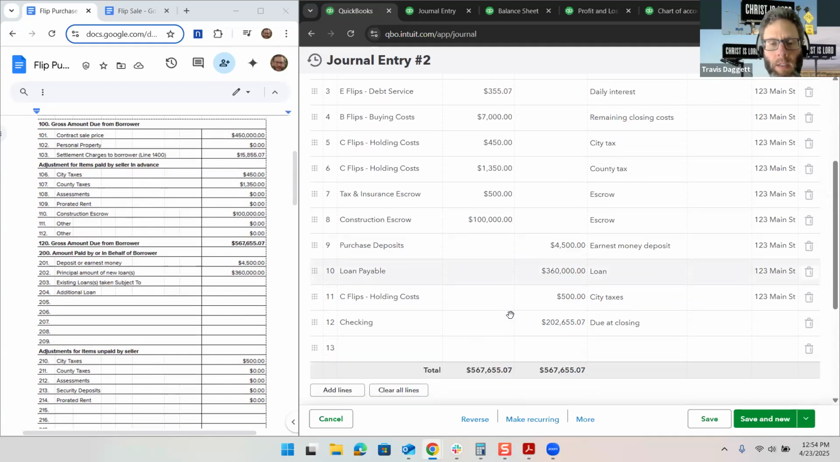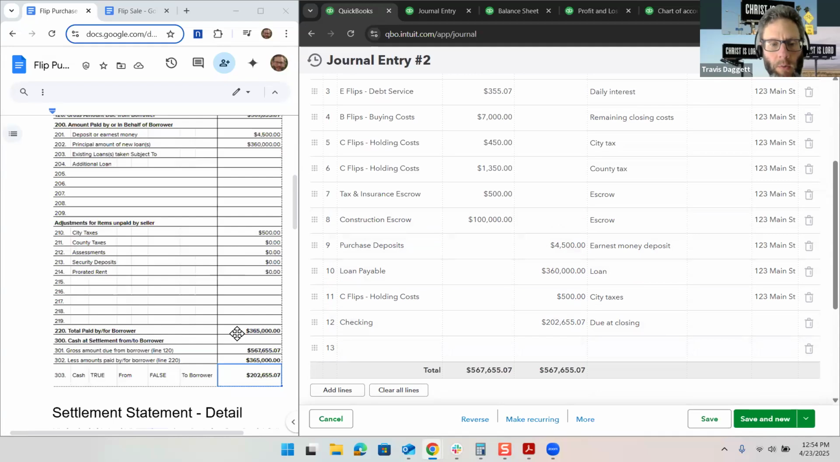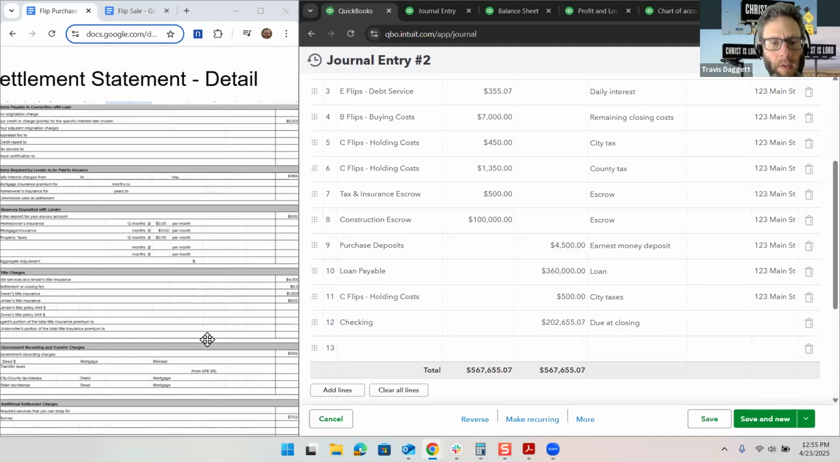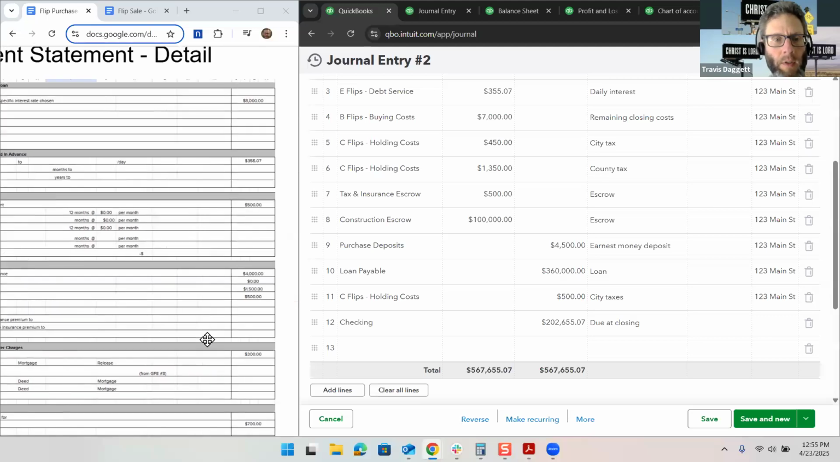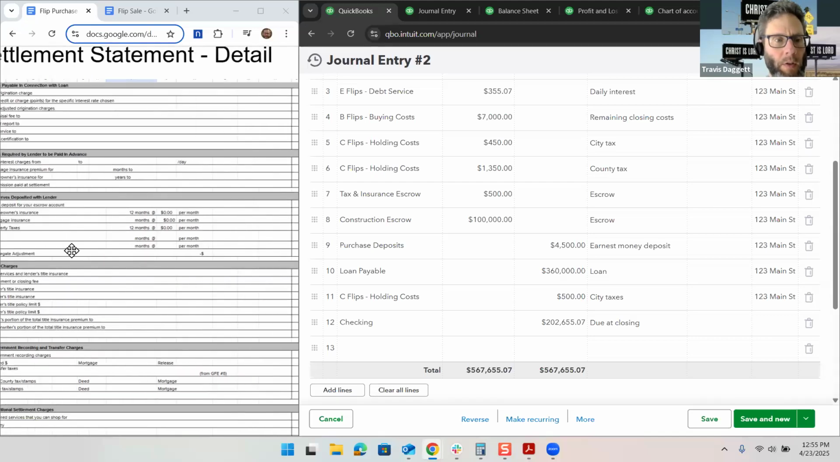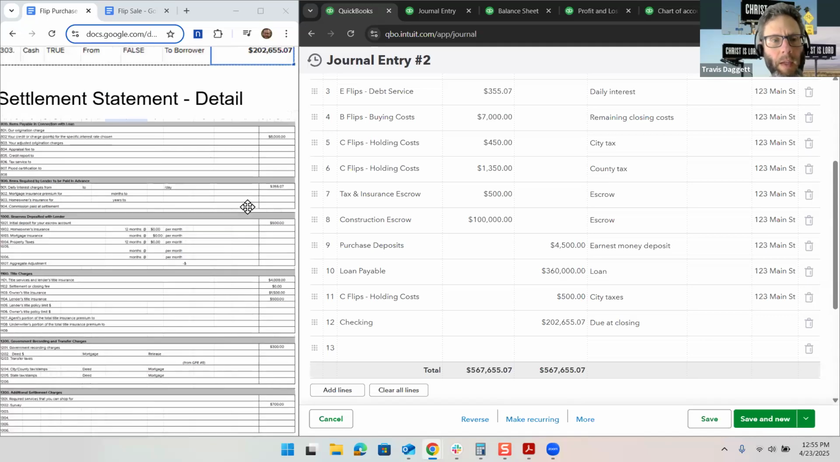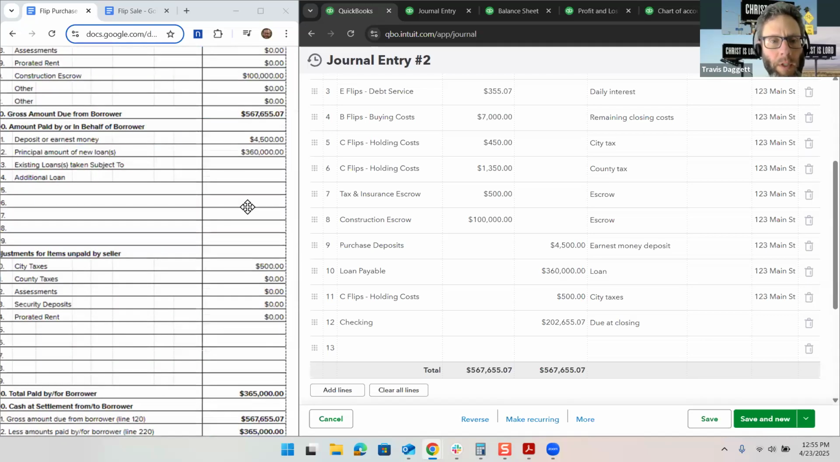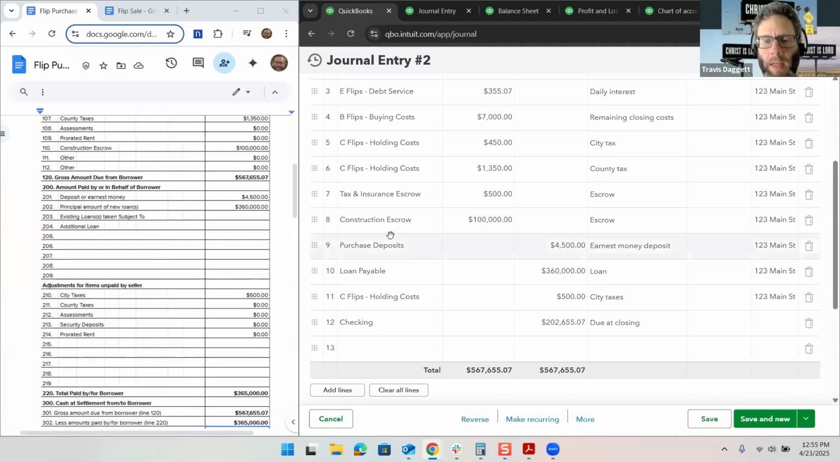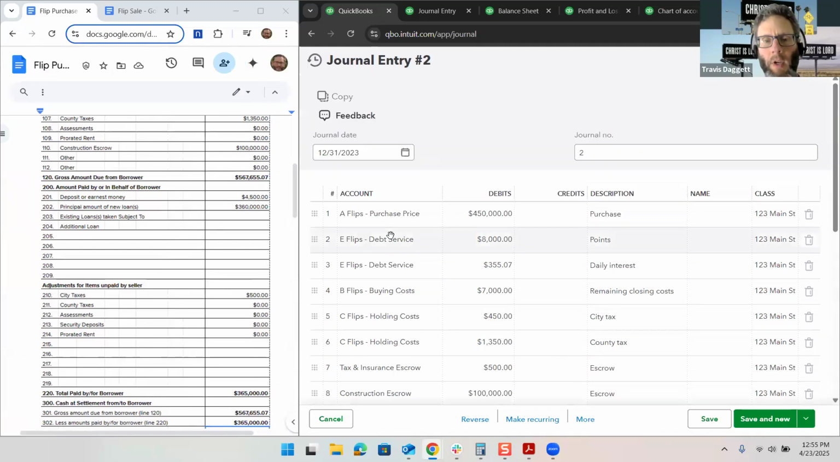And then this is our due at closing. So that should equal there. Cash due at closing. Let's see, oh yeah, here's our other escrow for taxes, that 500. I know it's a little small, I have to zoom in and out. Okay, so that's our purchase journal entry. And I put that at 12/31/23.